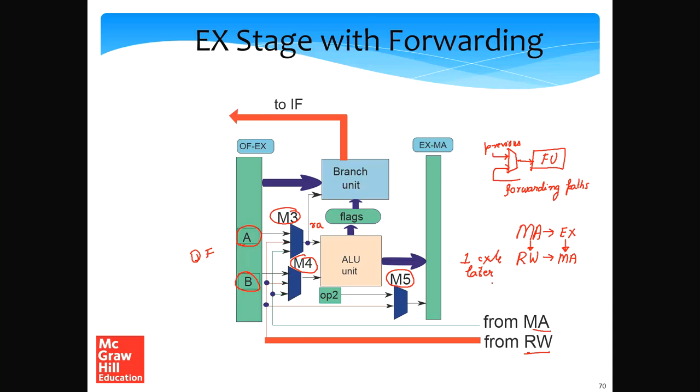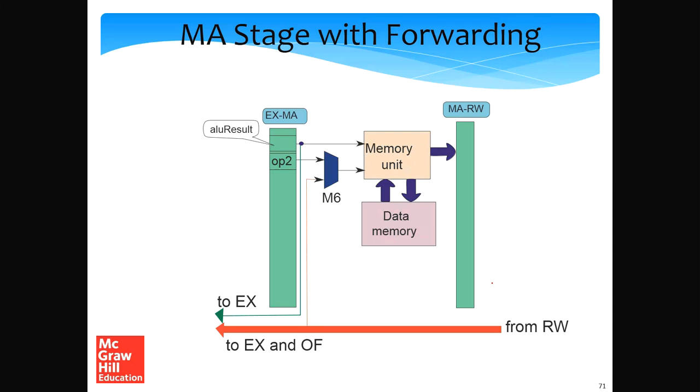So let's now move to the next stage, which is the MA stage. In the MA stage also we maintain everything that was there in our previous pipeline. So we maintain all the structures that were there in the MA stage. We maintain the memory unit and the data memory, we maintain everything. Let's first focus on the inputs and then we shall discuss the new structures that we add.